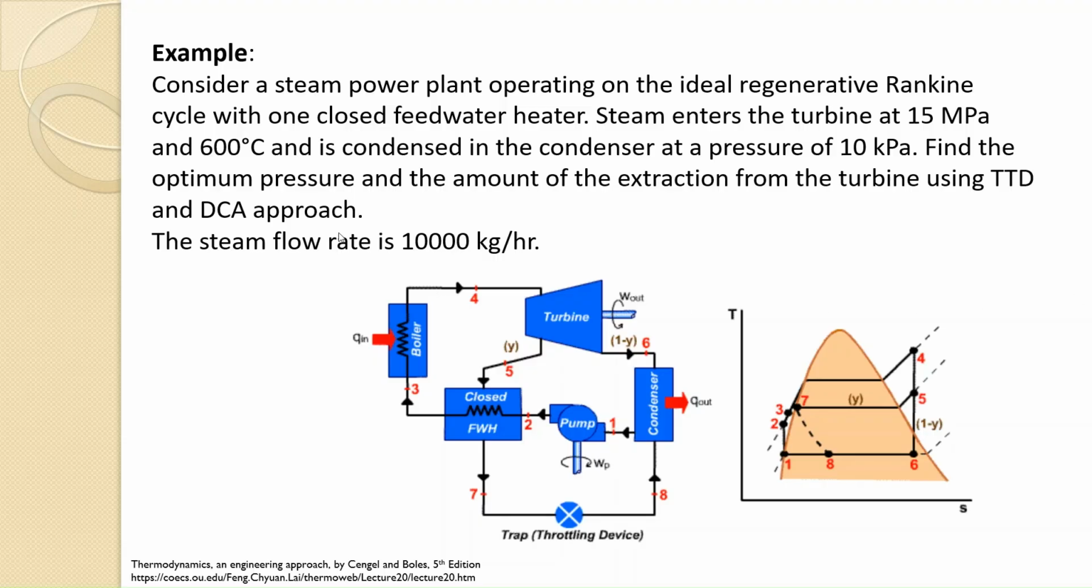For the second example, we have the same setup basically, a pressure of 15 megapascal and 600 degrees C for the superheated steam that comes to the turbine. But this time we want to find the optimum pressure for the extraction. So we don't have that pressure, and we want to find the optimum amount of extraction for that optimum pressure that gives us an optimum design or the highest efficiency. We want to again use the TTD and DCA approach, and we have the steam flow rate. Let's see how we can do this in Aspen.